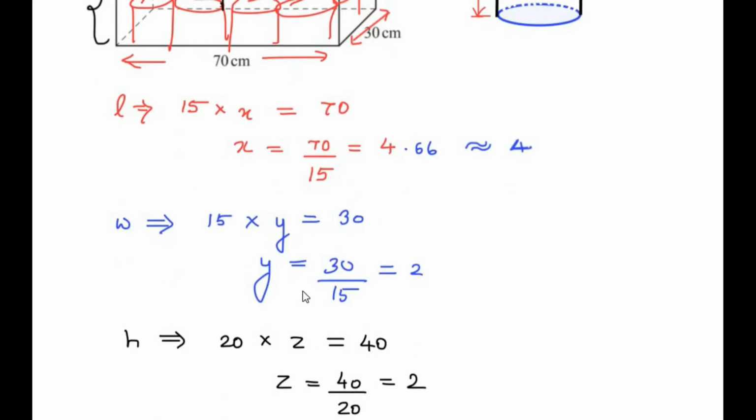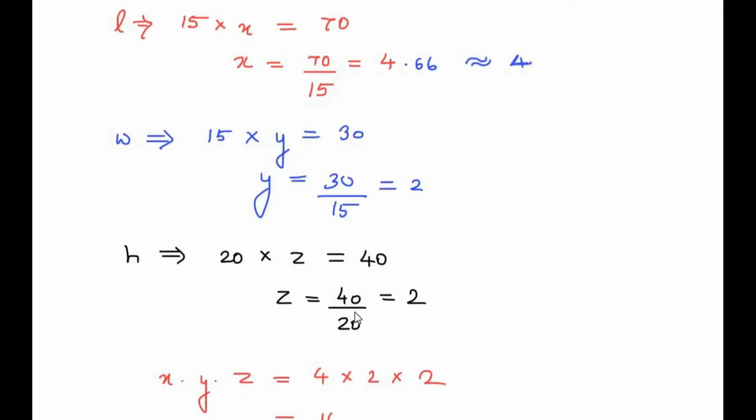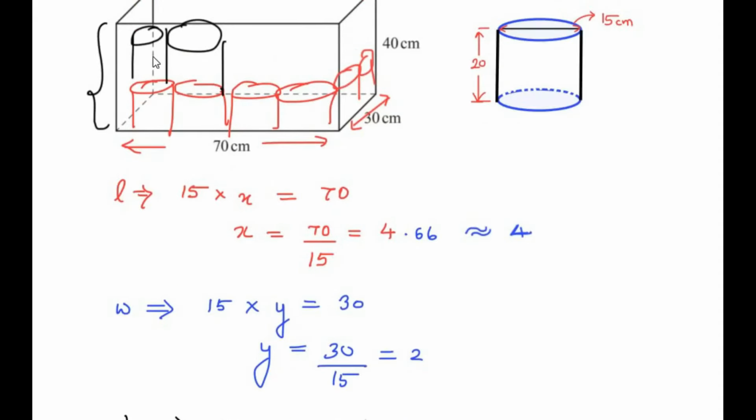Z again represents the number of cylinders that can be fit to the height of this cuboid, which will be equal to the height of the cuboid, which is 40. So z will be equal to 40 over 20, which is 2, which means 2 cylinders can be easily kept on top of each other for the given height of the cuboid.